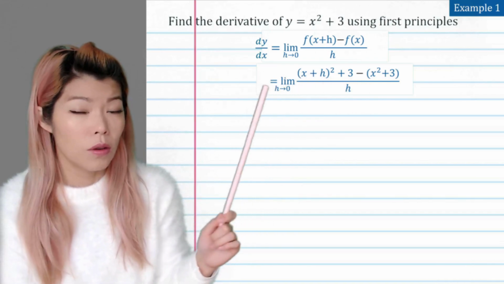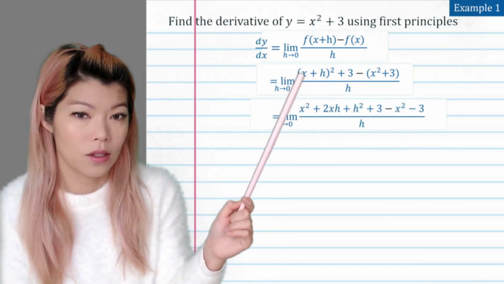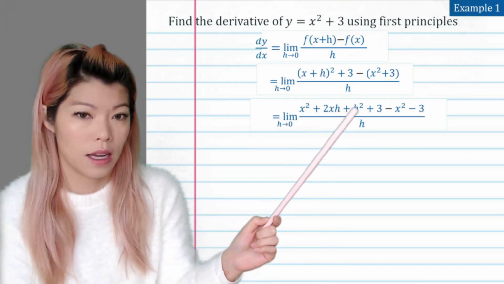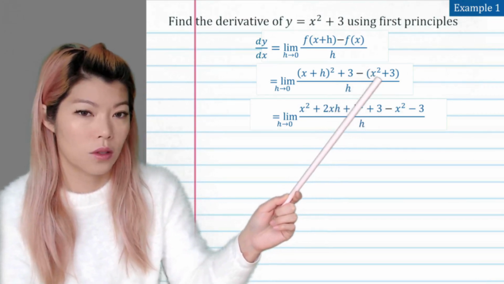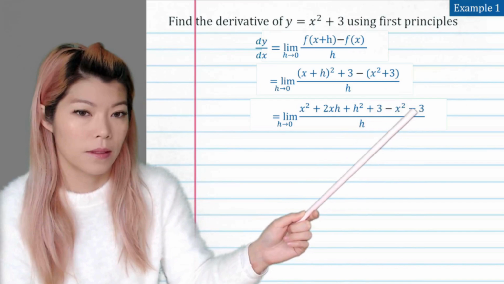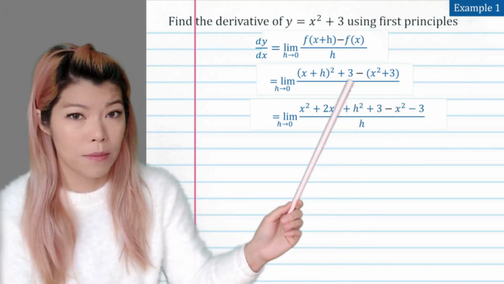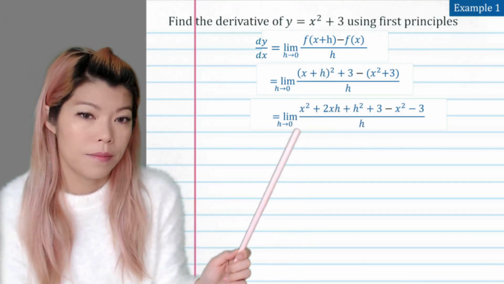What can you do now? Always do what you can. So when you look at that, what can you do? You can expand. So let's expand. So once we expand, we have x squared plus 2xh plus h squared plus 3 minus, now we get rid of the brackets, x squared minus 3. See that minus 3 is a very common recurring mistake when I mark tests, so make sure you use brackets or be super careful. Now what can we do?